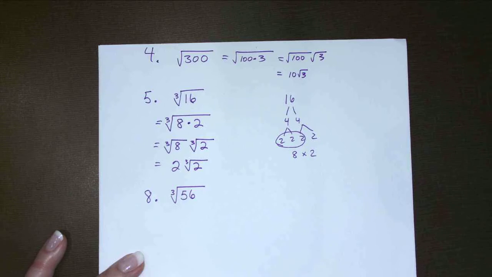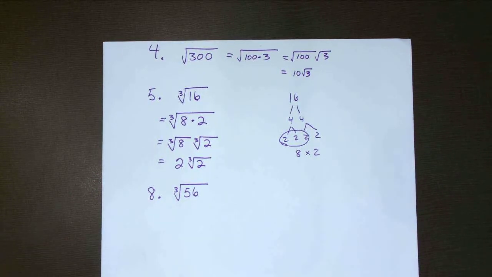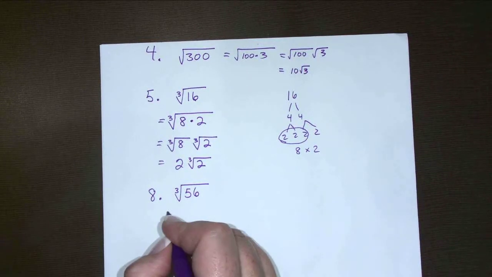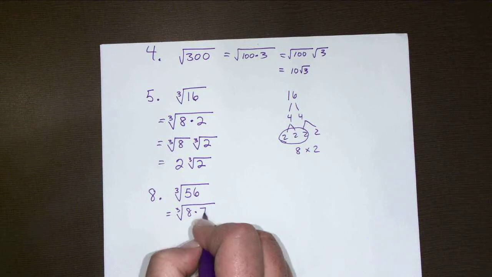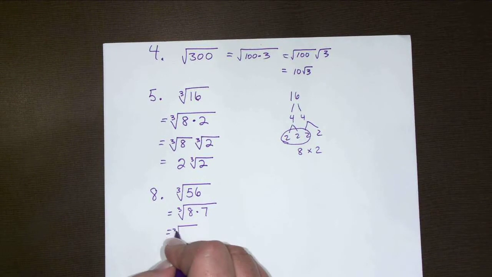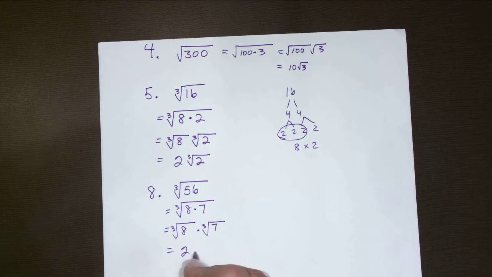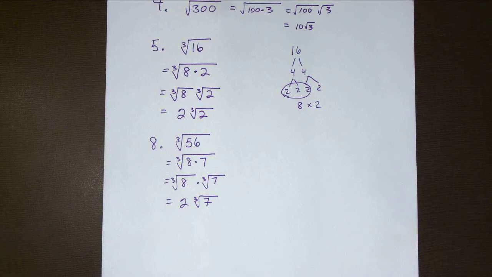Cube root of 56. So we know the cube root of 8. 8 times what is 56? 7? Okay, so it's not enough to be able to do these with numbers. You have to be able to do these with variables.